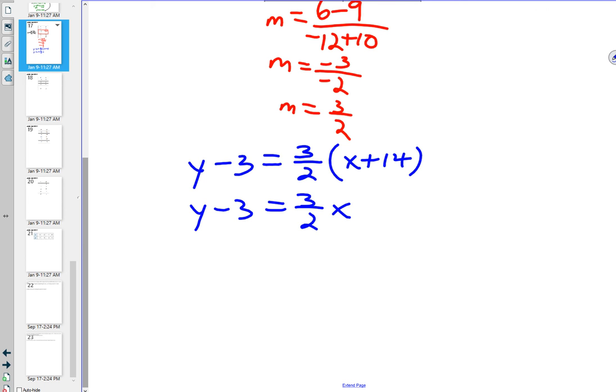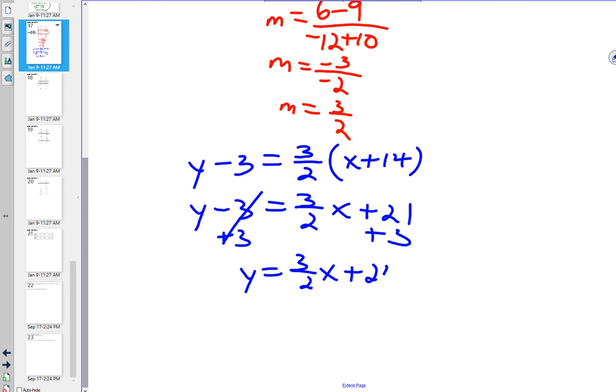What is 3 times 14? Should be 42 divided by 2. It is 21. Good. Plus 21 plus 3, plus 3 cancels. Y equals 3 over 2x plus 24. What did the y-intercept end up being?